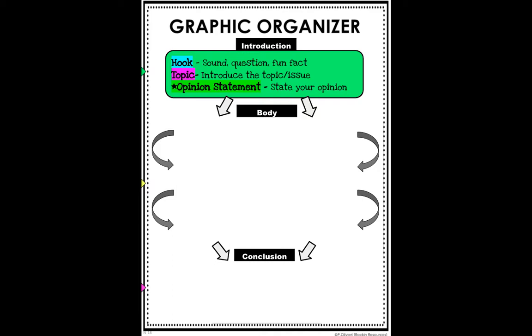So that was after you chose your side. Remember, we have to look at both sides. You're going to actually tell them what side you agree with. What is your feeling and what is your opinion? After you do your hook, your topic and opinion statement in your introduction, we're going to start a new paragraph.